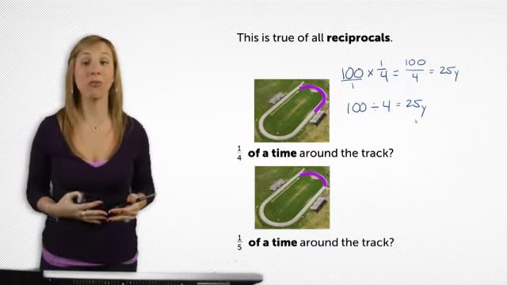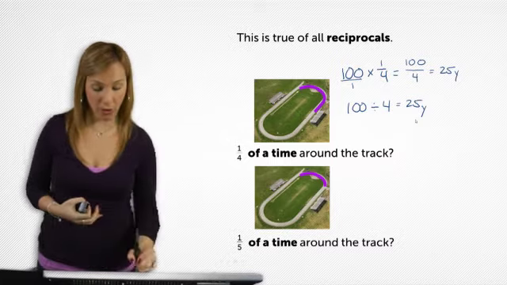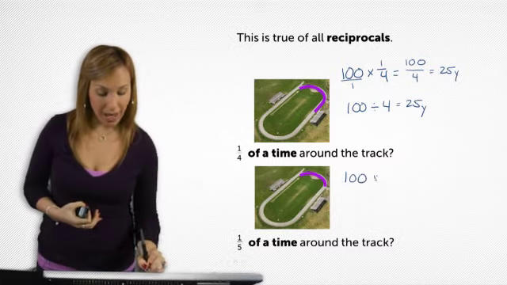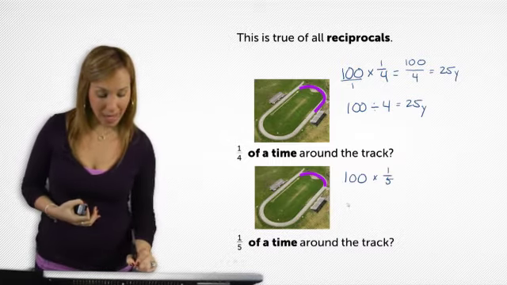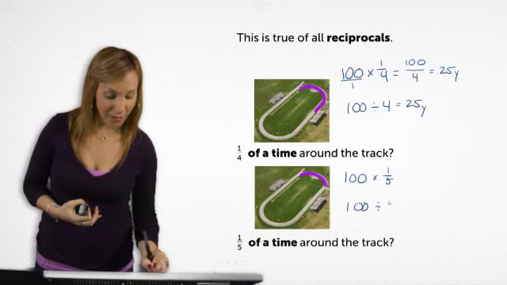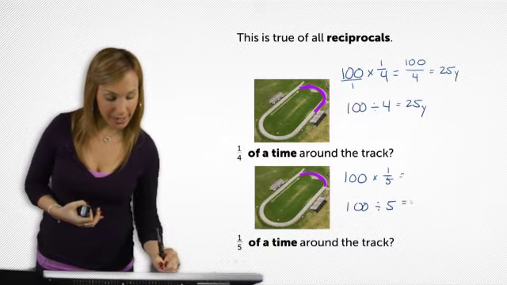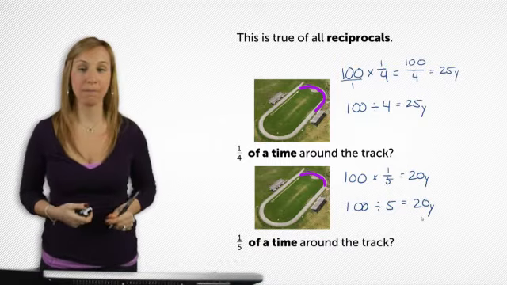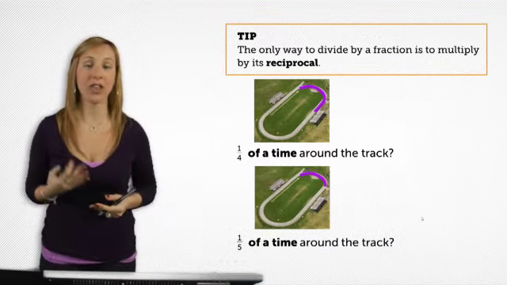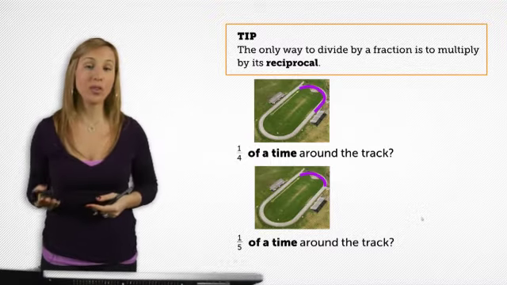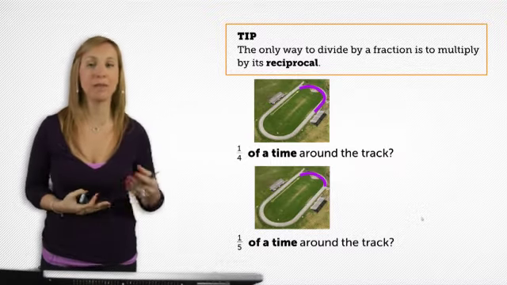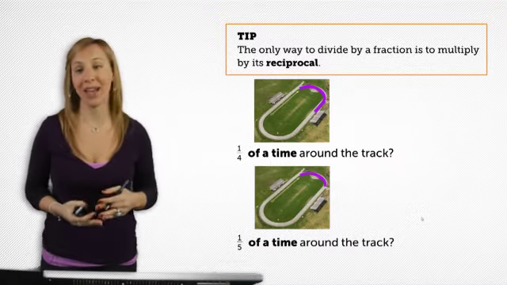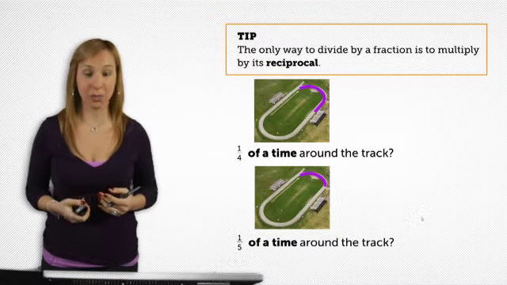The same is true if he runs 1/5 of a time around. 100 times 1/5 is the same as 100 divided by 5. In both cases, he will have run 20 yards around. This is significant because when you're dividing fractions, the only way to divide a fraction is to multiply by its reciprocal. And it's really important to be able to find reciprocals.